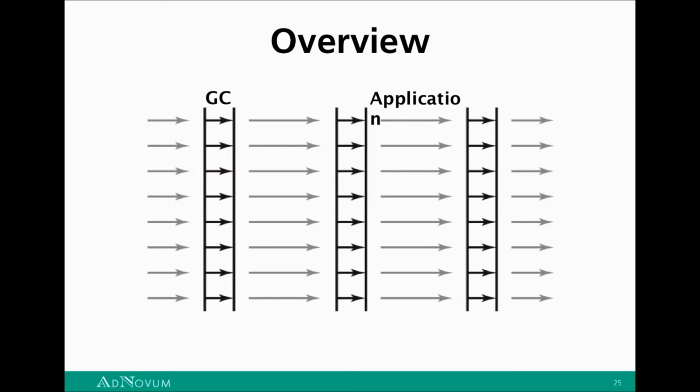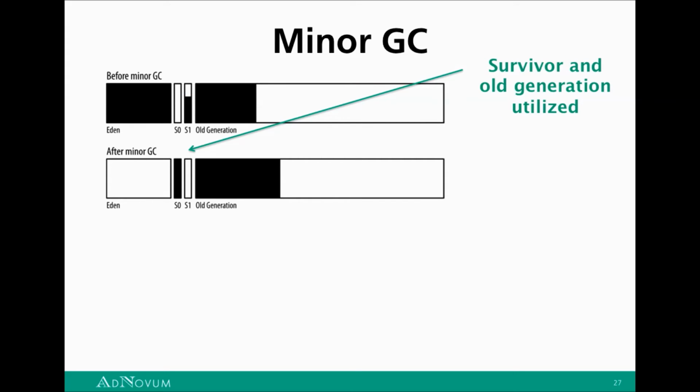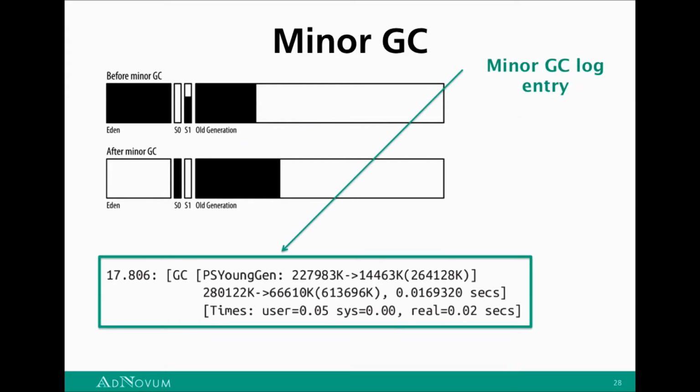Now, let's briefly look at what garbage collection looks like in the logs. So if you have the various logging options enabled, you know what you're looking for now. Minor GC looks something like this. Eden has filled up, so time to do a minor garbage collection. After that's done, Eden is empty, the survivor spaces have flipped, and the old generation has expanded a bit.